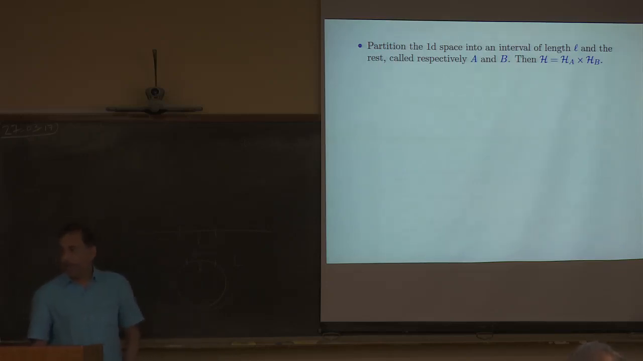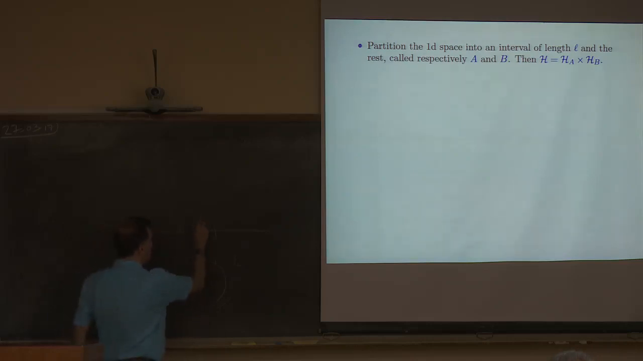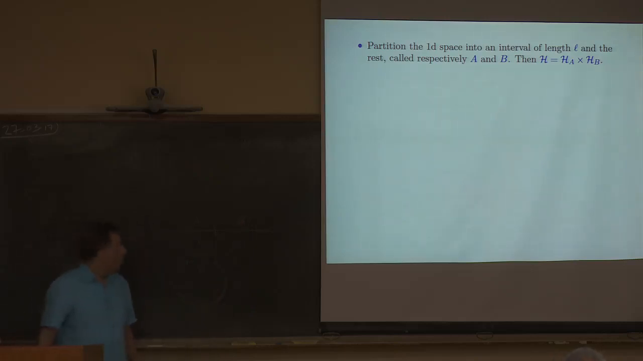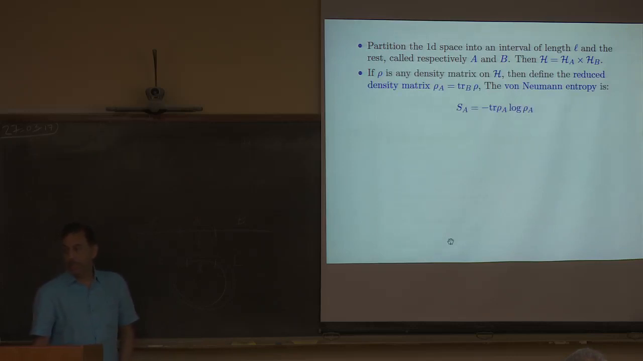Okay, so the more detailed statement is that we partition the 1D space into an interval of length L and the rest, and then this interval is called A and everything else is called B. And what we do is we trace out the degrees of freedom in B, and we are left with a density matrix on A, and that density matrix then we want to insert in the formula for entanglement or Renyi entropies. So we trace out rho over B, we get rho A, and then we put rho A into this von Neumann formula, and we get the entanglement entropy that we want.